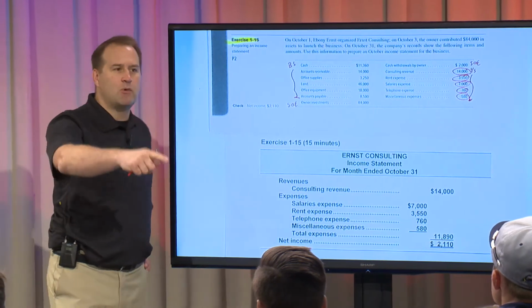Okay, what's the next statement we prepare after the income statement? Equity. The statement of equity. Now, this is a brand new company, so what is the beginning balance of capital going to be? Zero. It's not always going to be zero, right? We're going to add the investments that the owner made during the month, right? We're going to also add net income. We're going to subtract withdrawals, right?